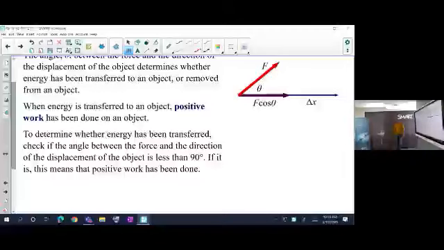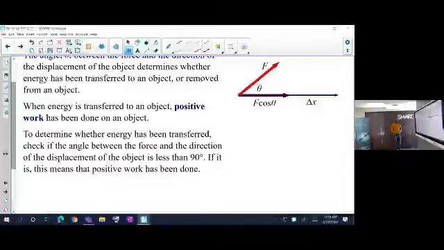To determine whether energy has been transferred, check if the angle between the force and the direction of the displacement of the object is less than 90 degrees. If it is less than 90 degrees, this means that positive work has been done. We can have 30, 20, 45, 40, 65, 60, as long as it's less than 90. If it's less than 90, you are going to get positive work.